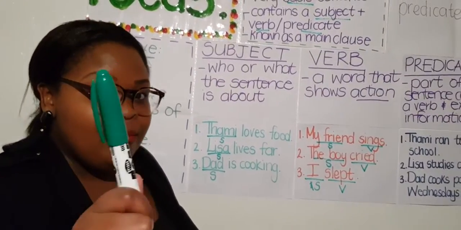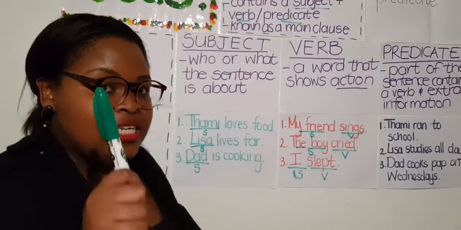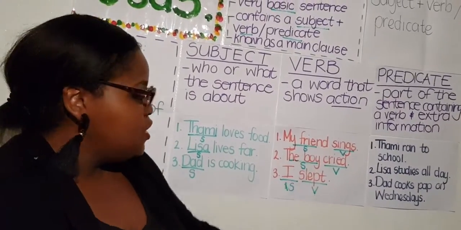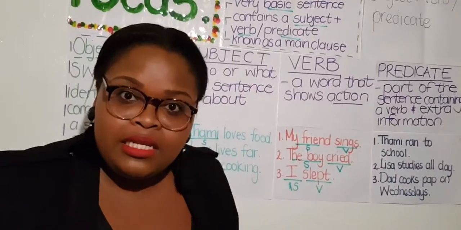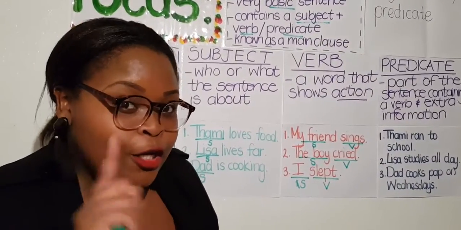Now you will notice that these sentences only have like 3 or 2 words. Okay? But remember, a simple sentence is a very basic sentence. As long as it has a subject and a verb, then it's a simple sentence. Get it? Got it? Good.